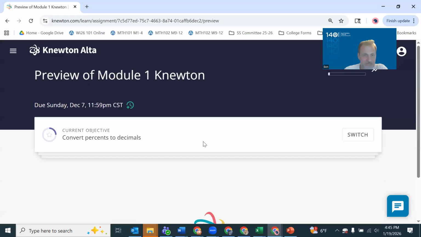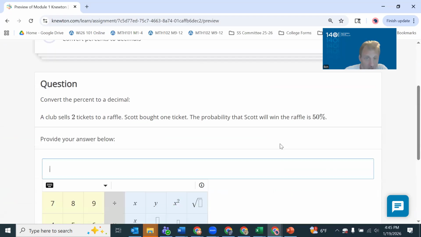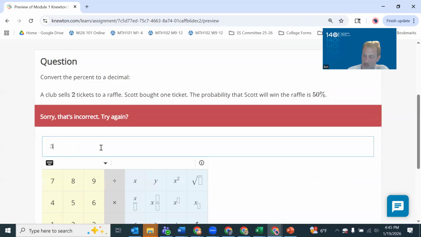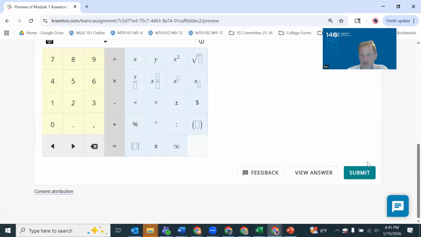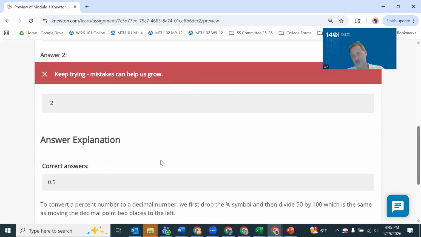Now let's do another one. This time I'm going to get the answer wrong. So convert the percent to a decimal. I don't know how to do it. 3. And then I'll try again. Well, maybe it's 2. Okay, so the second time I get it wrong, I get an explanation.